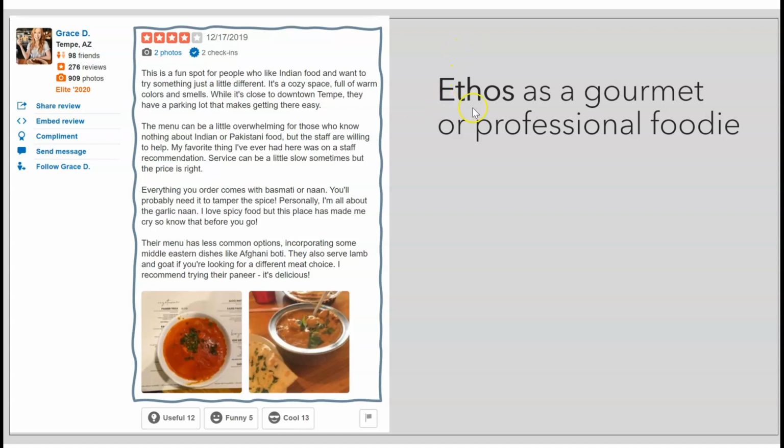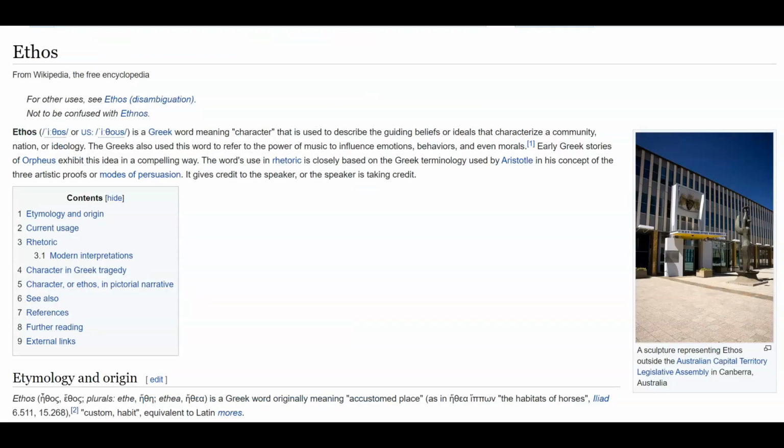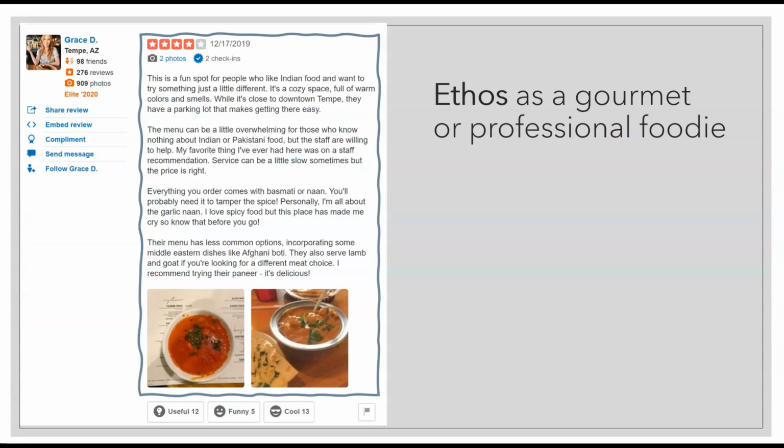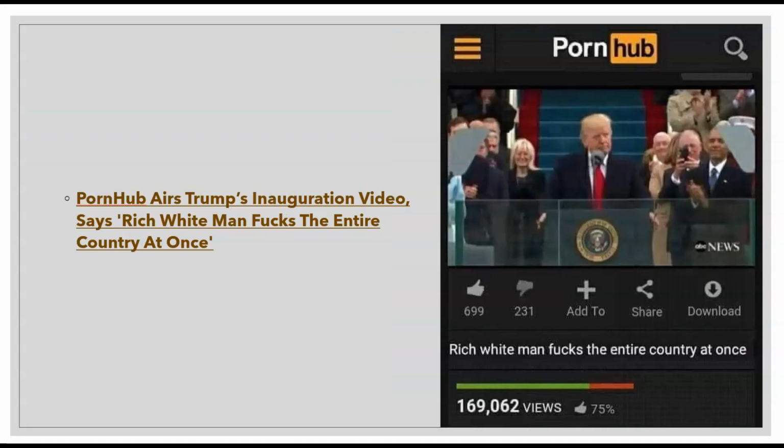If you don't know what the word ethos means, here is the Wikipedia definition for ethos. From Greek word meaning character, that is used to describe the guiding beliefs or ideals that characterize a community, nation, or ideology. So in our case, the ethos of a gourmet can come from the factors I mentioned before. Alright, so that's just one example to show you the power of paratext. And now let's look at another example, which is more extreme and very funny.